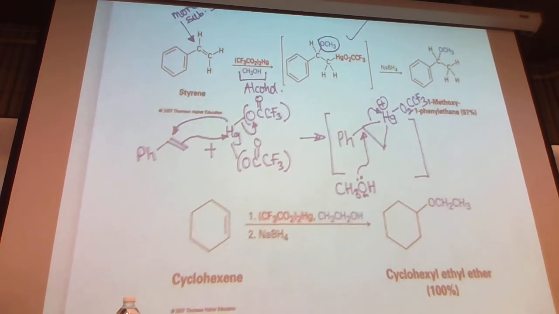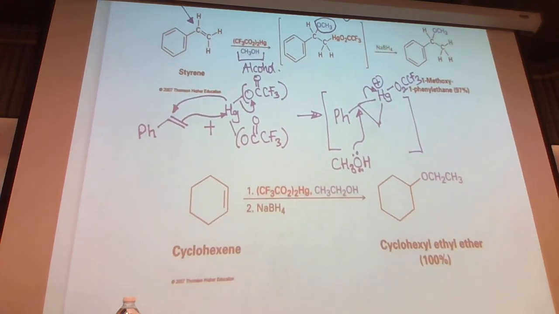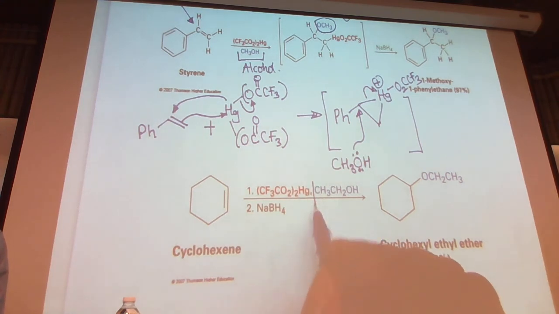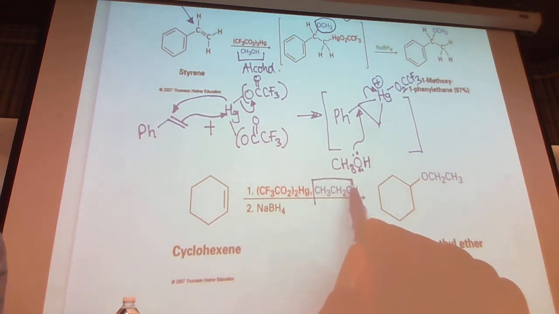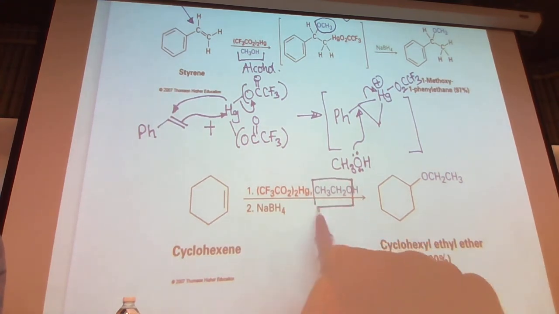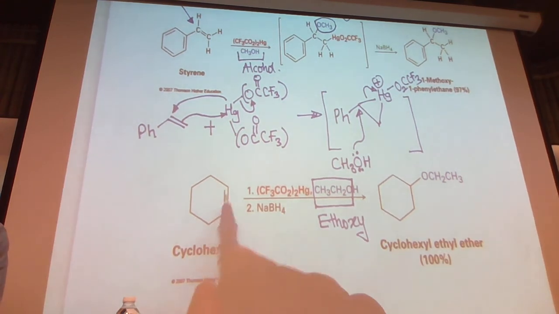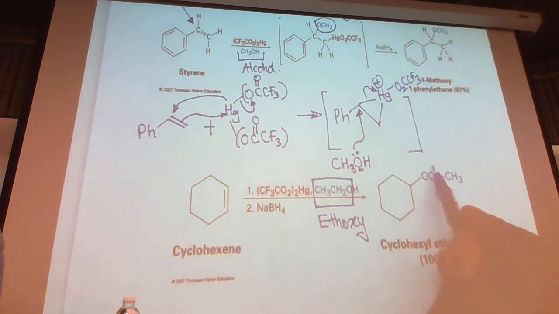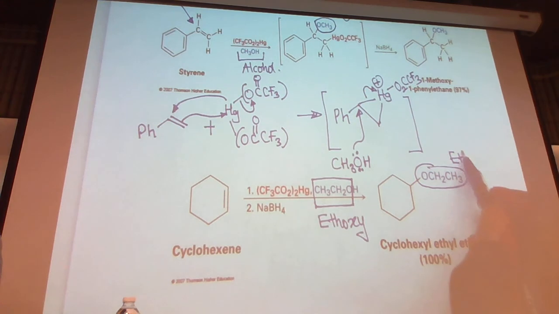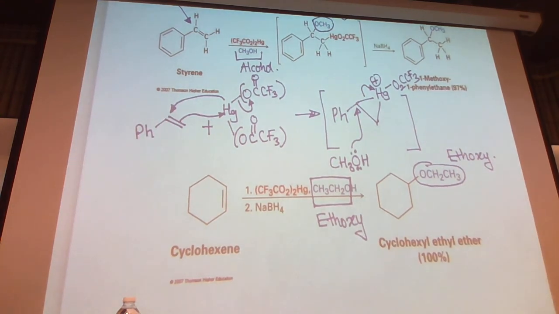All right, another example. Okay, so this is your alkoxy, which is the ethoxy. And that ethoxy is what is adding to this double bond over here. Okay, so that's how the ethoxy came from.